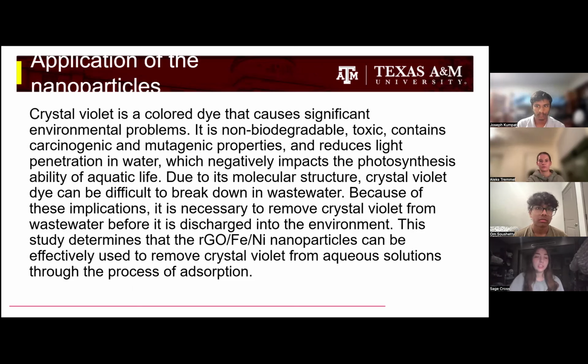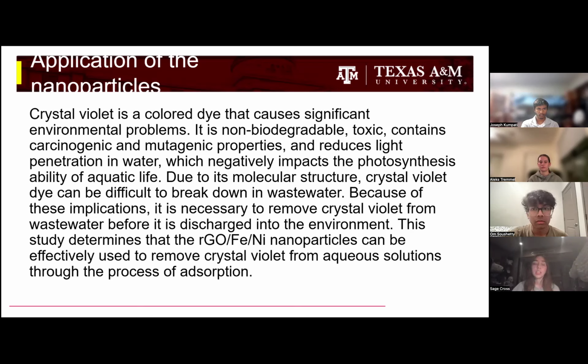Okay, so for the application of the nanoparticles, they are used to remove crystal violet from wastewater because crystal violet is a colored dye that causes significant environmental problems. It's non-biodegradable and toxic, with carcinogenic and mutagenic properties. It reduces light penetration in water, which inhibits the ability of aquatic life to photosynthesize, and obviously that reduces their ability to survive. And due to its molecular structure, this dye is very difficult to break down in wastewater.